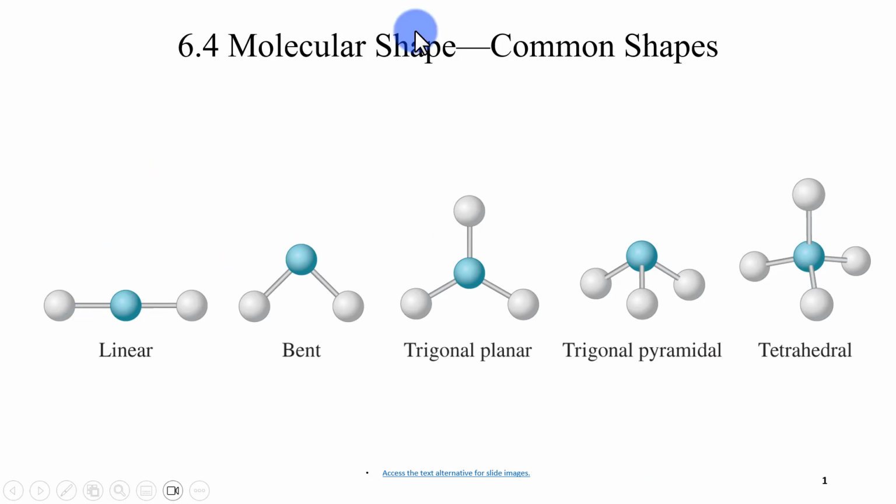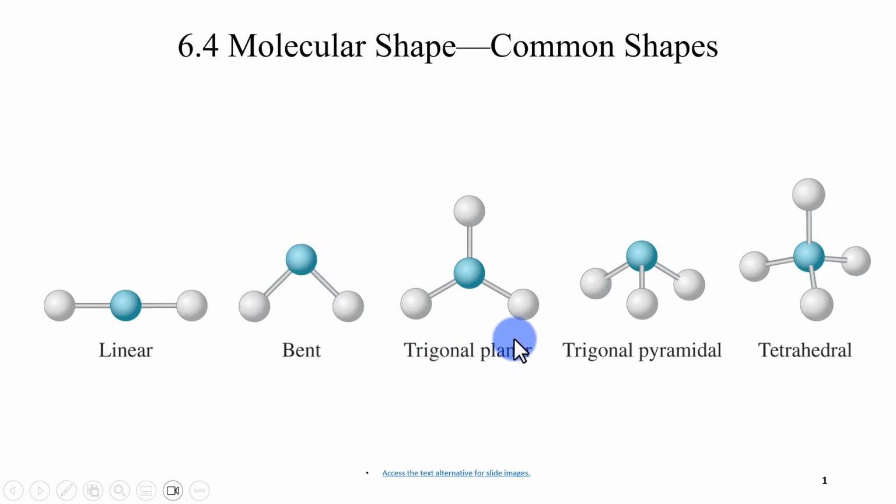First of all, here are some of the common shapes that we are going to talk about in this class. We can have a linear shape where the central atom is attached to two other atoms and they're in a 180-degree angle. Right? So this angle here is 180 degrees. You can have a bent molecule where the central atom is still bonded to only two other atoms, but instead of 180 degrees, that angle is bent.